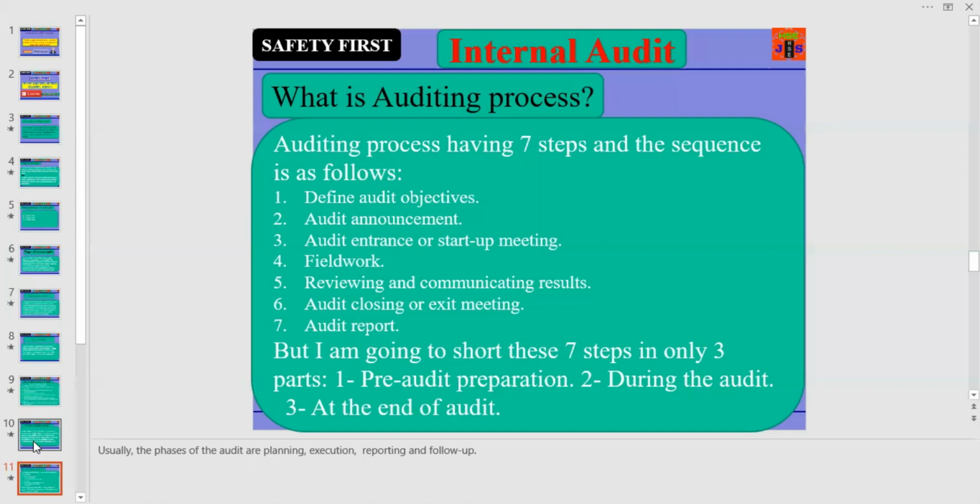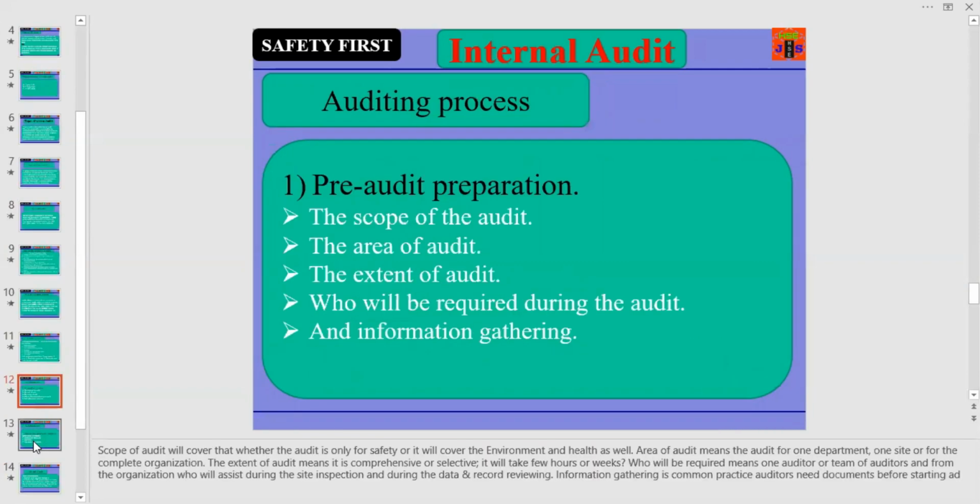How can an auditor perform an HSE or safety audit? But here I am going to shorten these 7 steps into only 3 parts. Number 1, pre-audit preparation. Number 2, during the audit. And number 3, at the end of the audit. Usually the phases of audit are planning, execution, reporting, and follow-up.